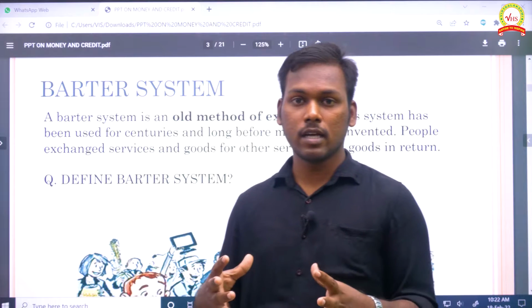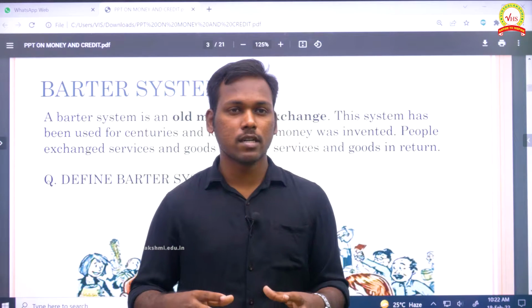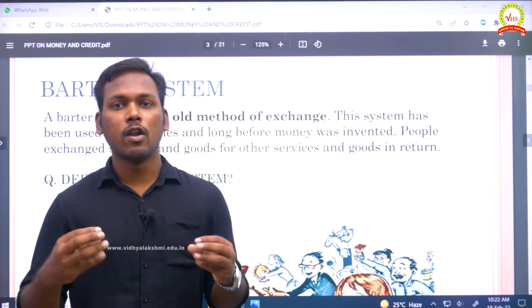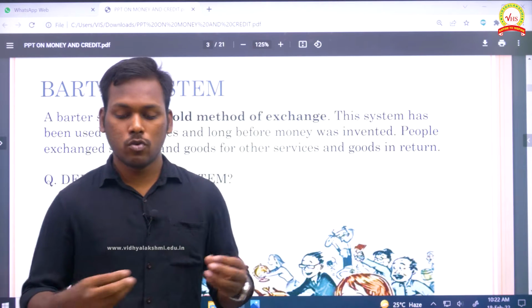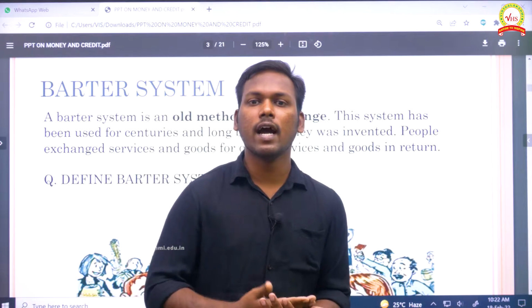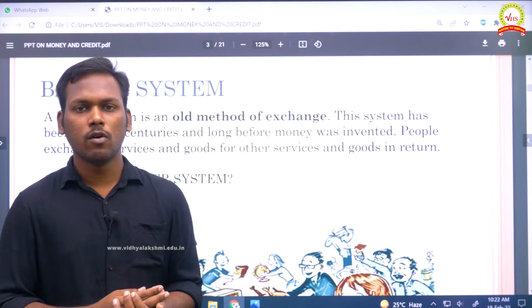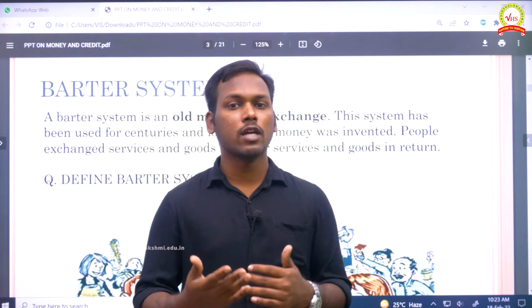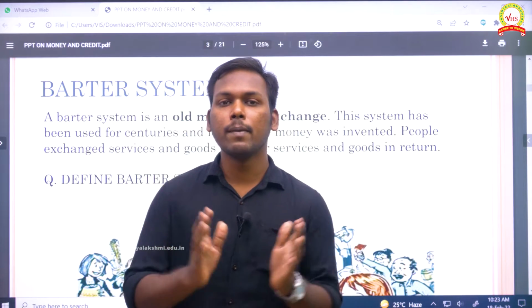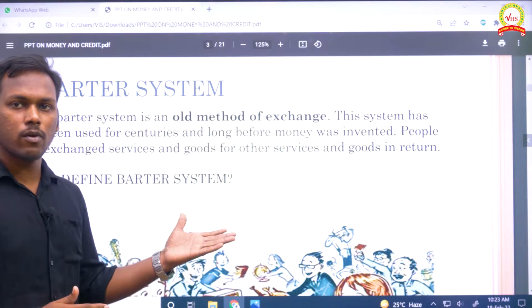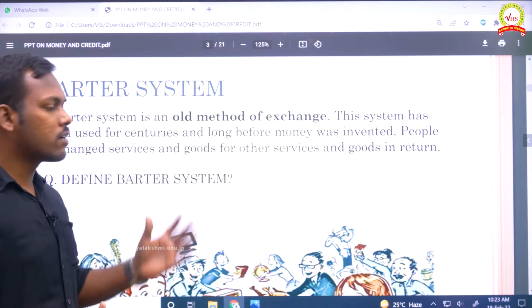This system has been used for centuries, long before money was invented. So when we did not have money, at that time we only went with the barter system. The barter system is all about exchange of goods without involving money, and people exchanged services and goods for other services and goods in return.